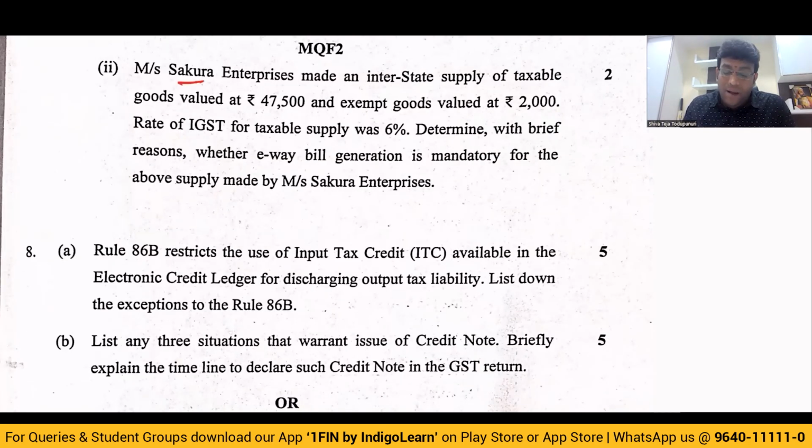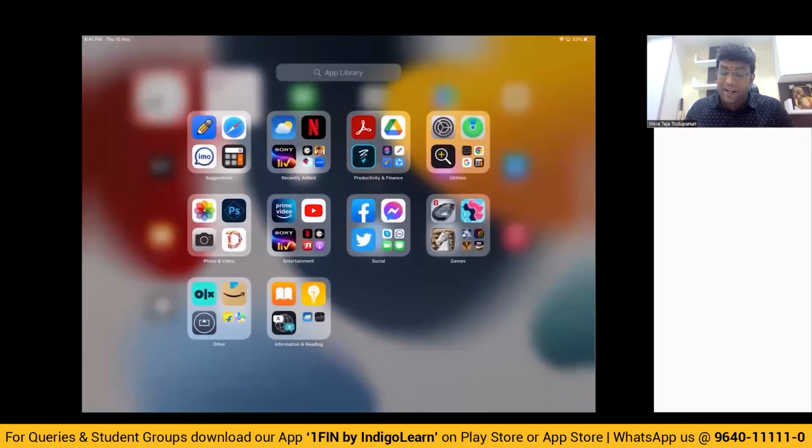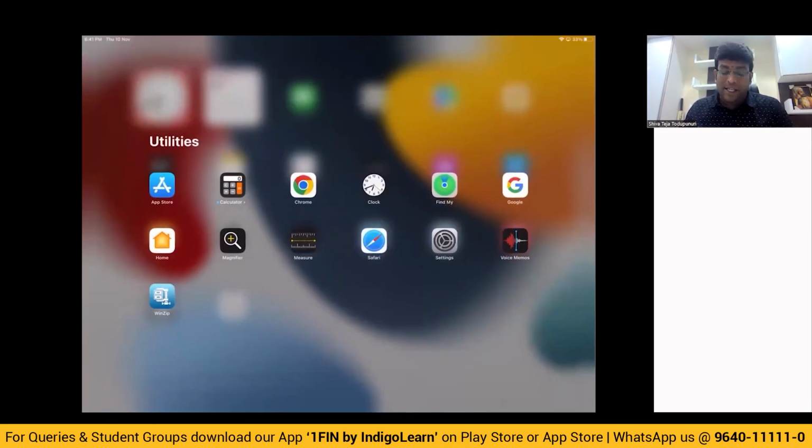Sakura Enterprises made an interstate supply of taxable goods valued at 47,500. Come on guys, how much is the value? 47,500. And exempt goods valued at 2,000 rupees. And rate of GST for taxable supply was 6%. Determine with brief reason whether e-waybill generation is mandatory for above supply made by Sakura Enterprises. 47,500 is before GST. And GST rate they gave 6%. Slightly different point, because generally GST rate won't be 6%. It should ideally be 12%, but fine. Let's take 6% only.